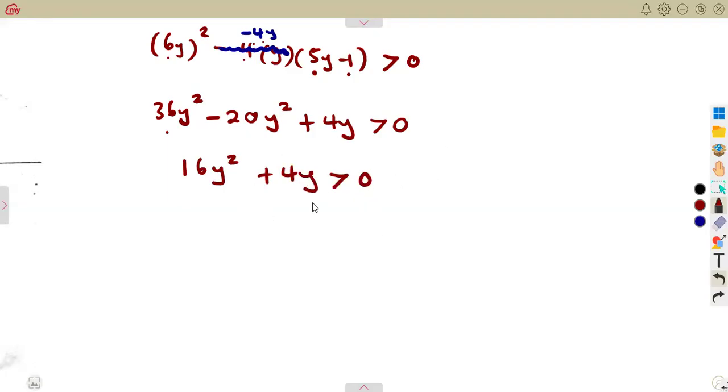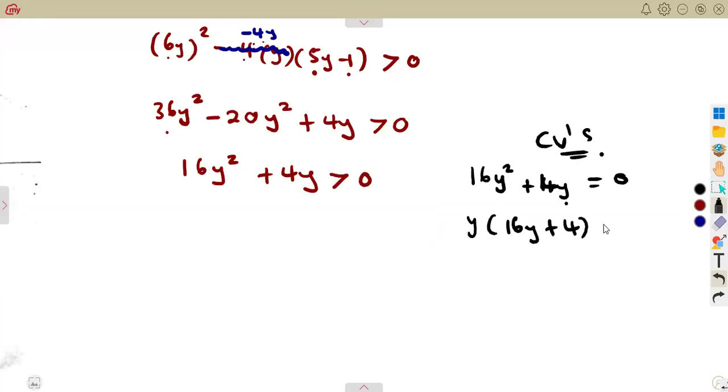Remember, when you are solving, what you're going to need at this stage is to obtain the critical values when you treat 16y squared plus 4y as it is, that is greater than 0, to be equal to 0. Or you can factorize first, it's up to you, or you can just find your critical values by solving. So there, we are going to need the critical value. So I can just factor out y in that case. Yes, you can factor the highest common factor, it's up to you. This is 4 here. So you can just factor y there. That will be y times 16y plus 4 is equal to 0.